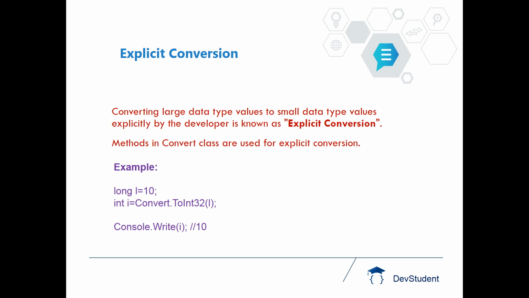Here we have an example for explicit conversion. In the first line, long L equal to 10, that means 10 is a value present in variable L, which is of long type. In the second line, I have used the Convert.ToInt32 method to convert the value of long to int: I equal to Convert.ToInt32 of L. After that, I have printed the value inside I of int type. Here you can see the value inside L, which is of long type, is converted into int. Even though the number is 10, you have to convert explicitly because L is a long, which is a larger data type. So this is called explicit conversion.